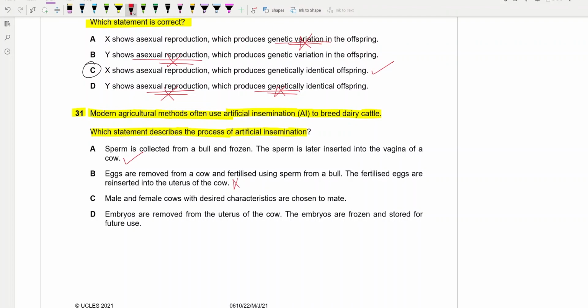Option C. Male and female cows with desired characteristics are chosen to mate, which is wrong. Option D. Embryos are removed from the uterus of the cow. The embryos are frozen and stored for future use, which is wrong. So the correct option would be option A.